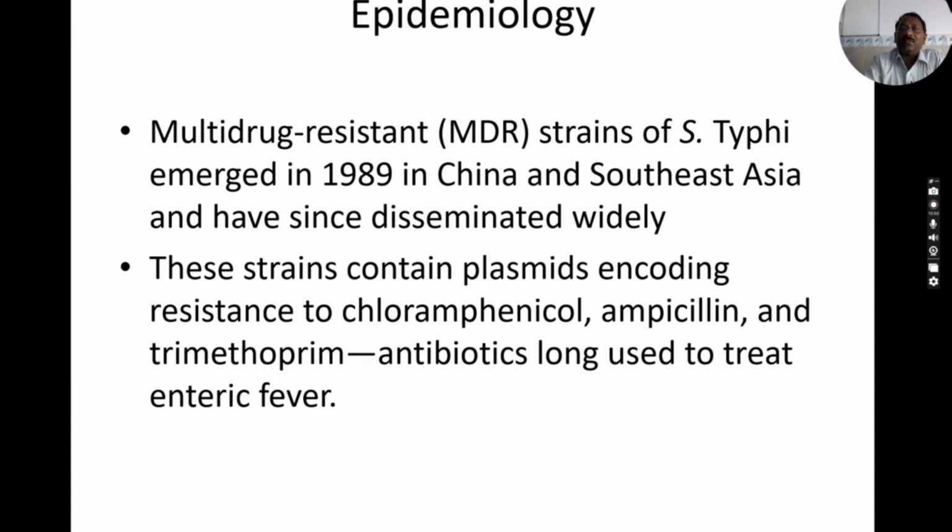Multi-drug resistance emerged in 1989 in China and Asia, and has since disseminated widely all over the world. These strains contain plasmids encoding resistance to chloramphenicol, ampicillin, and the trimethoprim-sulfamethoxazole combination, that is cotrimoxazole, antibiotics long used to treat enteric fever. These three antibiotics were used extensively in those days: chloramphenicol, ampicillin or amoxicillin, and cotrimoxazole. For all these three there is resistance. That resistance we call MDR, multi-drug resistance.